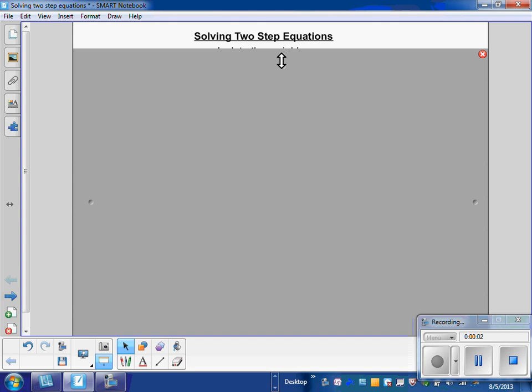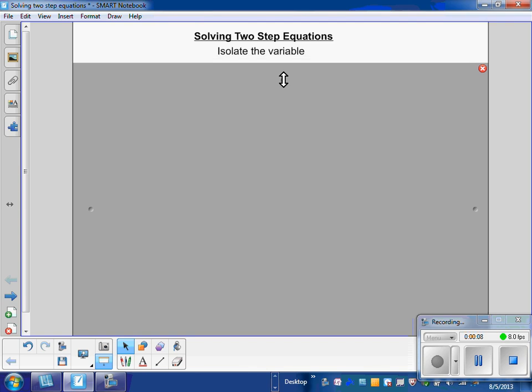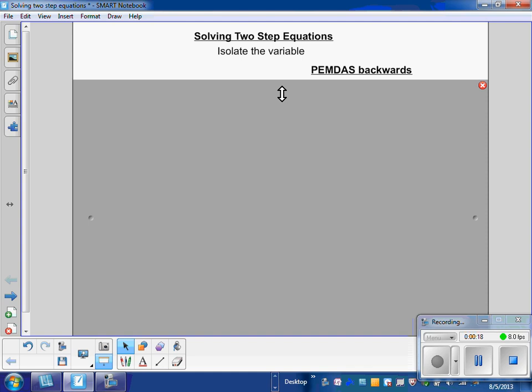This lesson is on solving two-step equations. And as with any equation we solve, our goal is to isolate the variable. Now, when we're solving two-step or multi-step equations, we want to keep in mind PEMDAS, the order of operations, but we want to do it backwards.